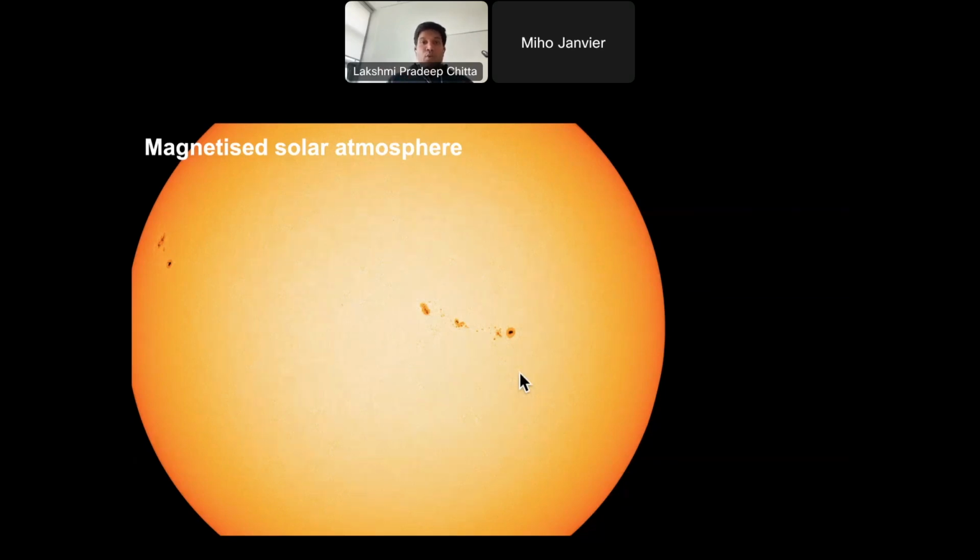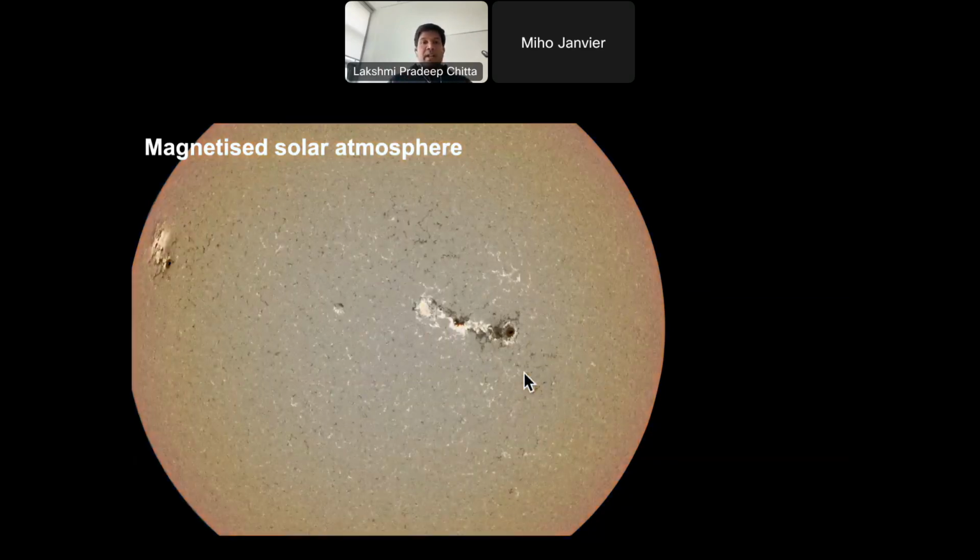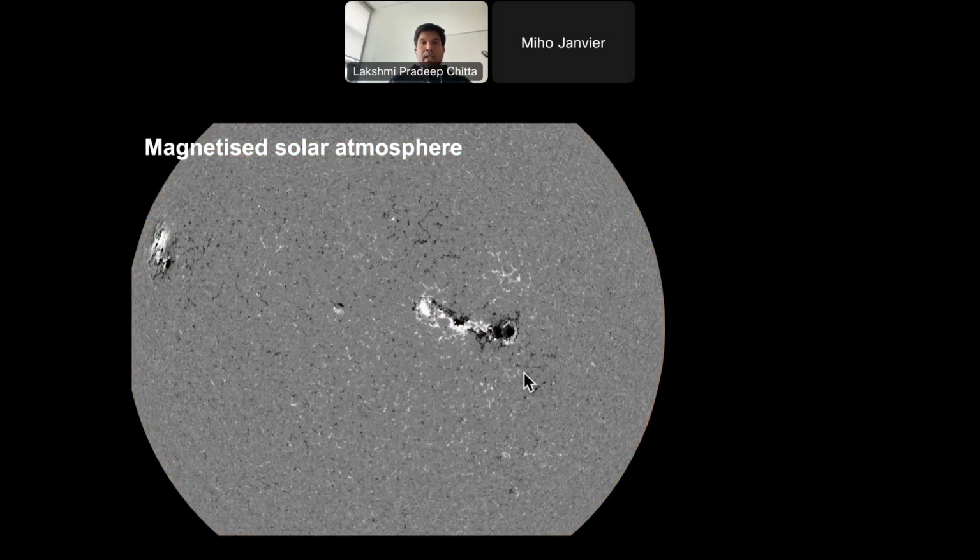But if we were able to observe the same thing with the magnetic field, it looks completely different. What you are now seeing is the image of the sun with its magnetic field information. The white and dark patches here are the regions that correspond to positive and negative polarities of the magnetic field, or simply the north and south polarities of the magnetic field.